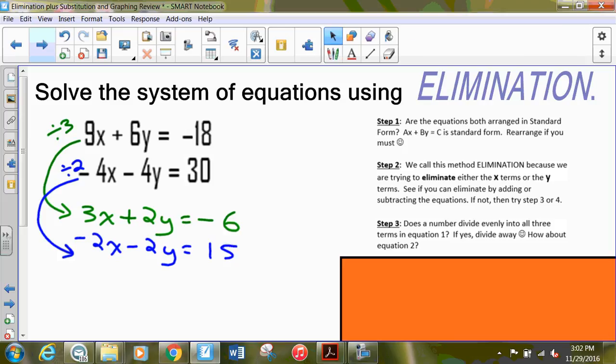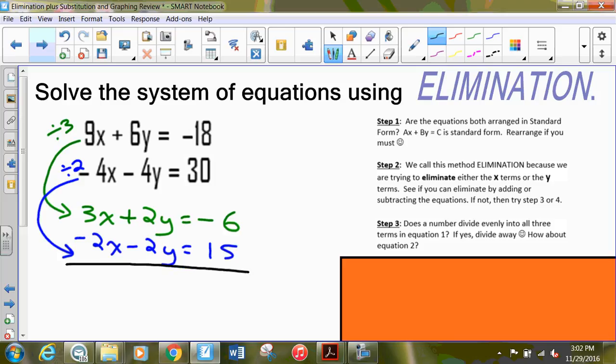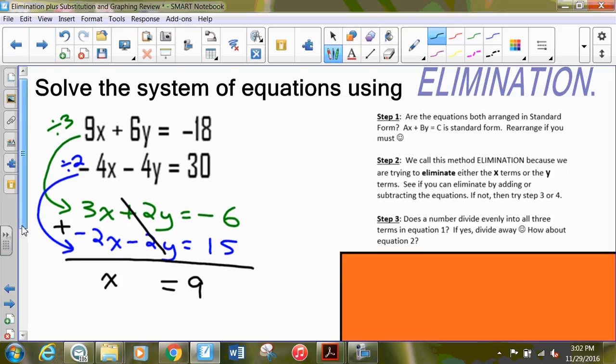So we can see, because we've got a 2y and a negative 2y, that adding the two equations together will work. 3x minus 2x is just an x. I could write 1x, but I'm going to write x. 2y plus negative 2y, they're gone. And then negative 6 plus 15 is a 9. So we've got x equals 9, but we're not done, are we?